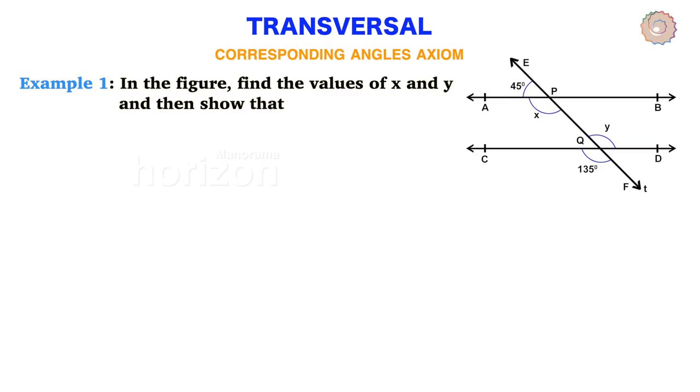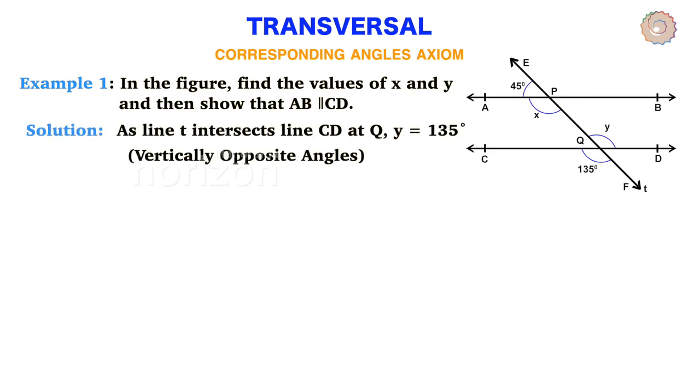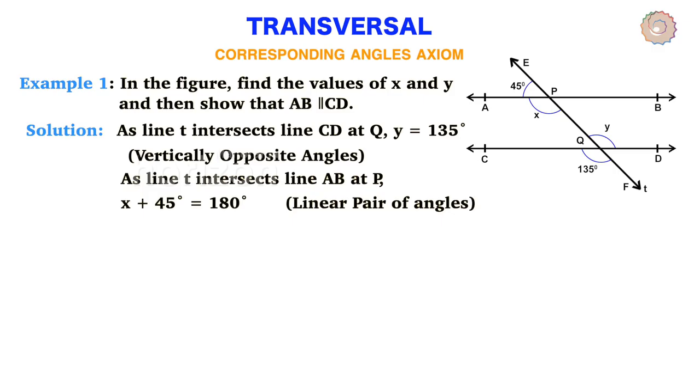In the figure, find the values of x and y and then show that AB is parallel to CD. As line T intersects line CD at Q, y equals 135 degrees as they are vertically opposite angles. As line T intersects line AB at P, x plus 45 degrees equals 180 degrees as they are a linear pair of angles. So, x equals 180 minus 45, that is equal to 135 degrees.